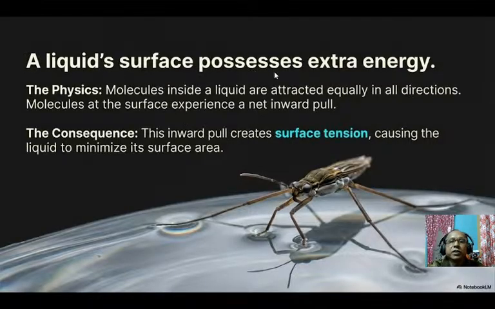A liquid surface possesses extra energy. The physics: molecules inside a liquid are attracted equally in all directions. Molecules at the surface experience a net inward pull. Consequence: this inward pull creates surface tension, causing the liquid to minimize its surface area.